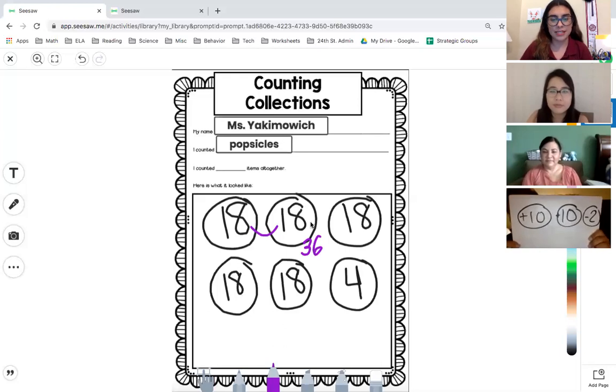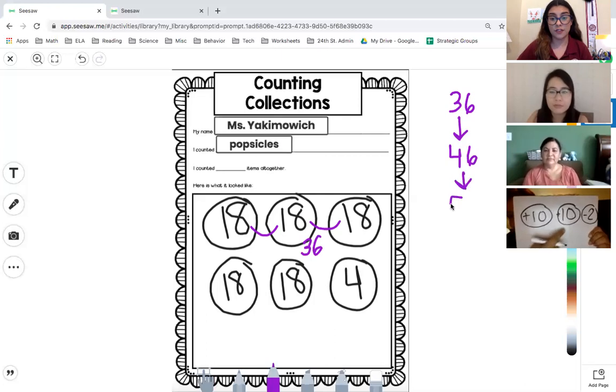So now we have 36 plus another 18. And so we start with 36. And then if we add 10 more, that's 46. Another 10 more, that's 56. But then we want to subtract 2. Subtract 2, 56 in our head. Take away 2, 56, 55, 54. So our next answer is 54, okay?